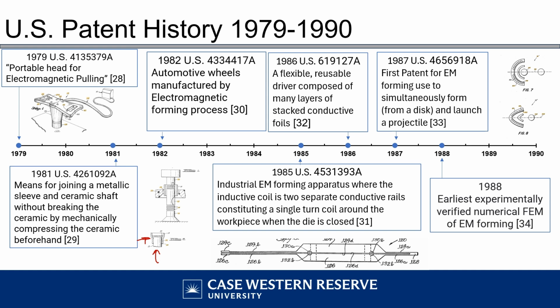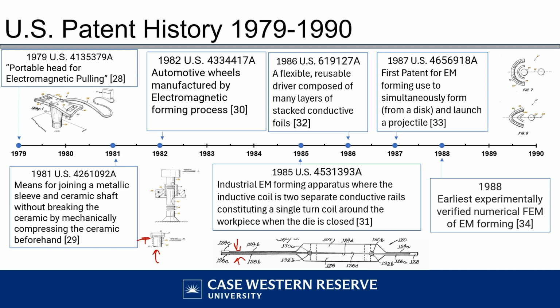an EM forming method of shaping wheels from blanks, an apparatus which uses a single pair of conductive rails, here and here, which form a single-turn conductive coil around a workpiece when the die is closed around the workpiece, and a flexible, reusable driver composed of many layers of conductive foil for the shaping of non-conductive workpieces.